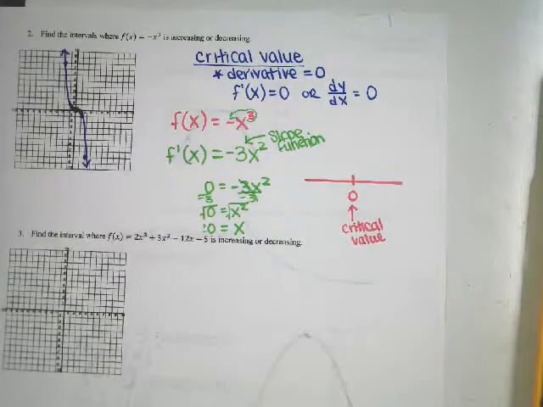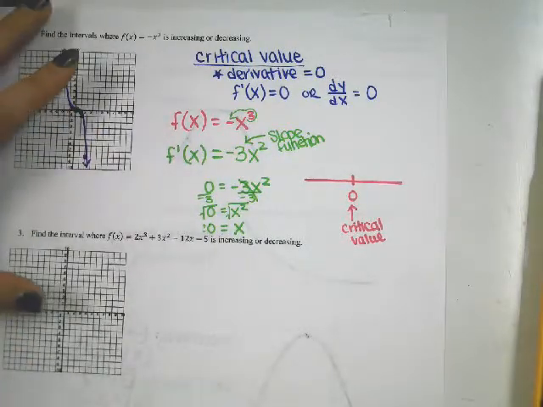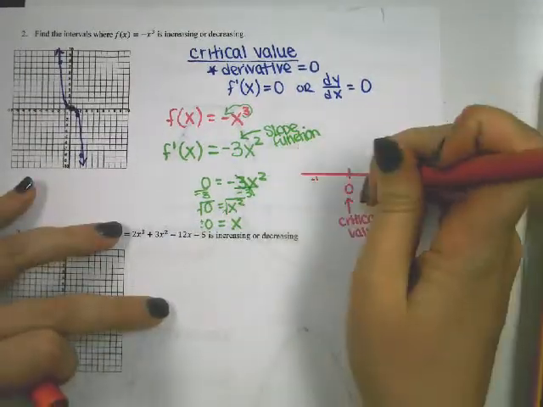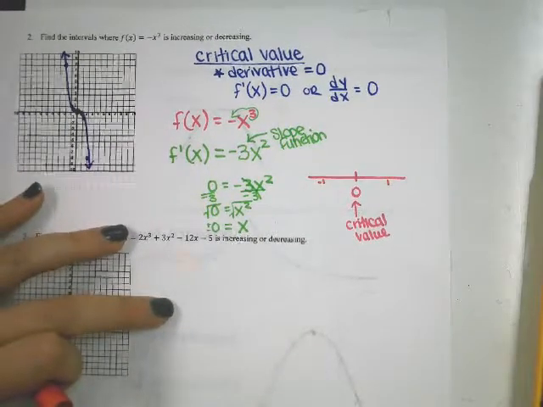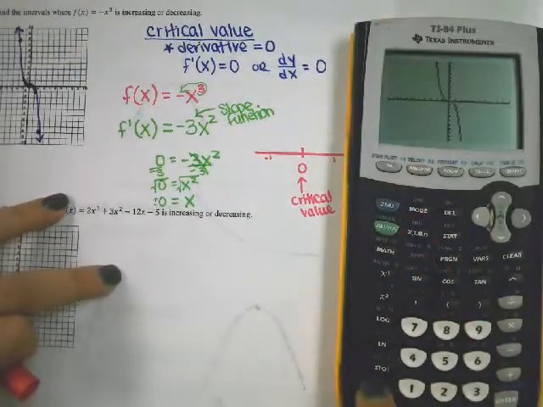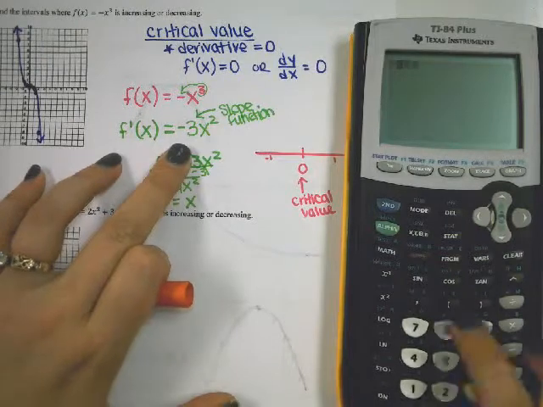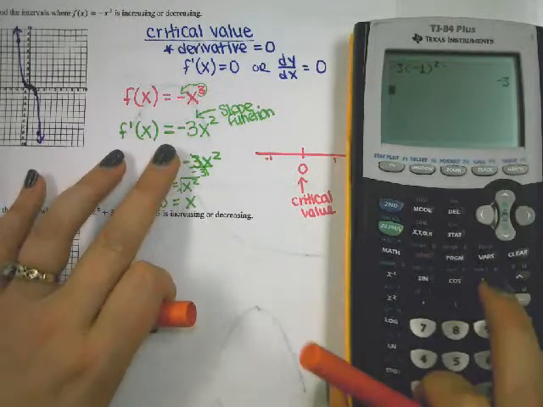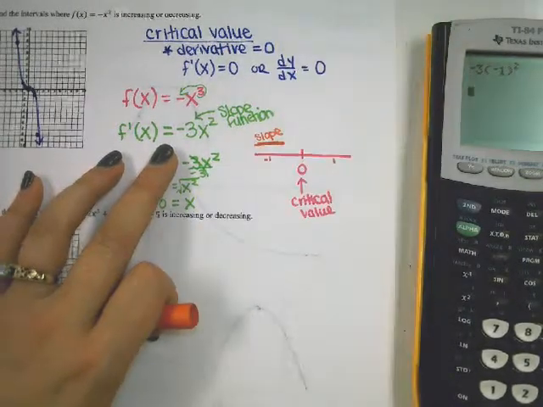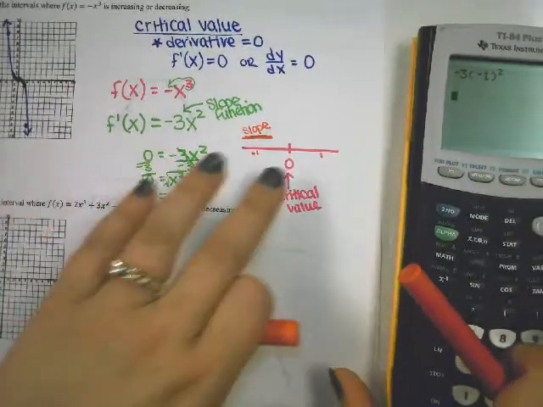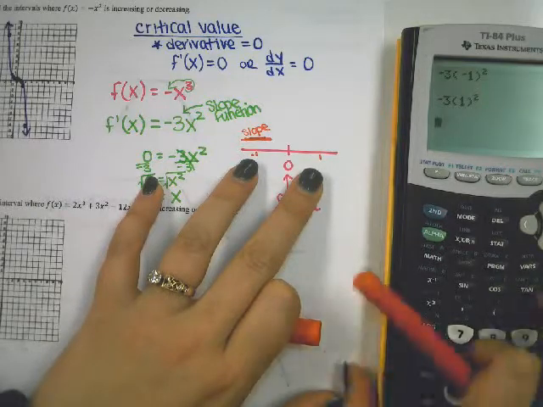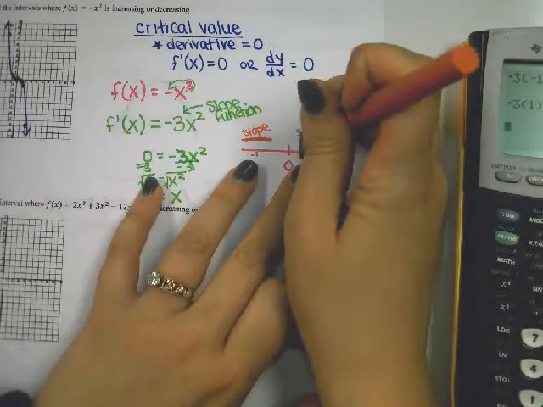And we're going to check both sides of it to see whether the function is increasing or decreasing on both sides of it. So I'm going to pick a number that's a little bit smaller than 0 and a number bigger than 0, like negative 1 and 1, and plug them into my derivative function. Negative 3 times negative 1 squared tells me that my slope here is negative. If I plug in positive 1, it shows me that my slope is also negative.